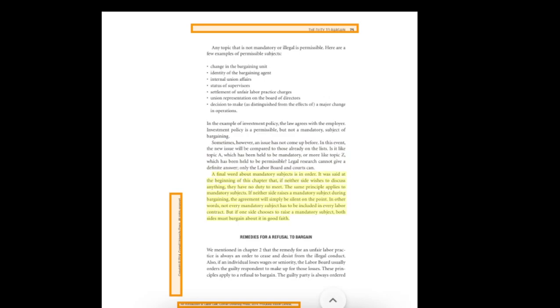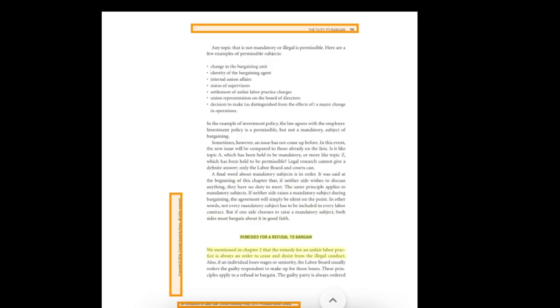A final word about mandatory subjects is in order. It was said at the beginning of this chapter that, if neither side wishes to discuss anything, they have no duty to meet. The same principle applies to mandatory subjects. If neither side raises a mandatory subject during bargaining, the agreement will simply be silent on the point. In other words, not every mandatory subject has to be included in every labor contract. But if one side chooses to raise a mandatory subject, both sides must bargain about it in good faith.